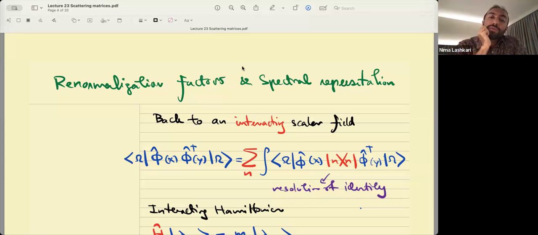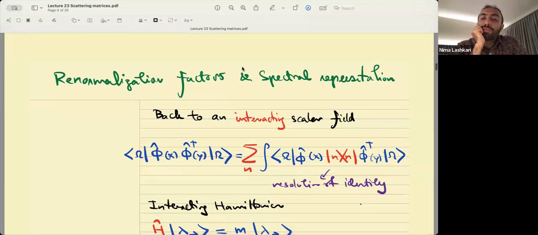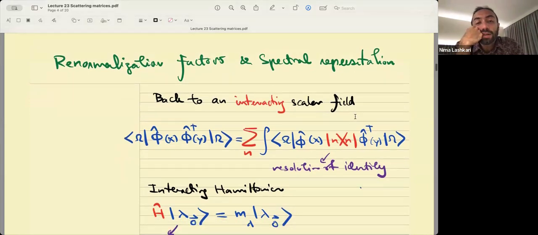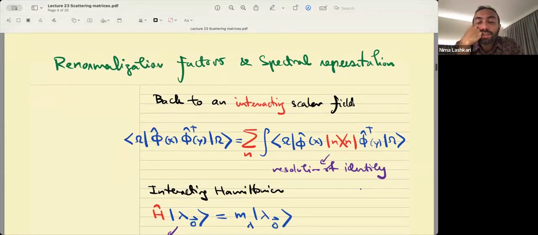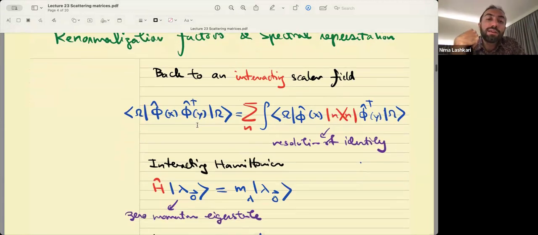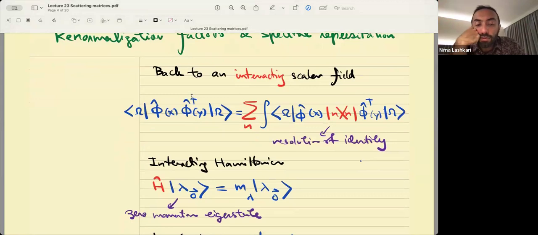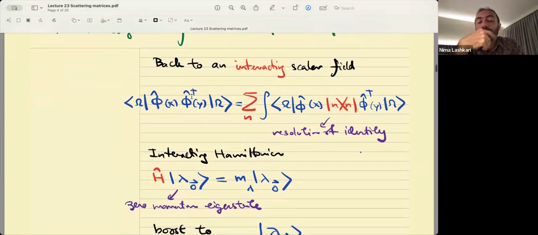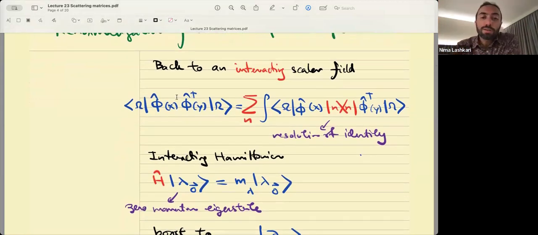As a warm-up towards doing that, we're going to derive something that's called the spectral representation. This is one of the very few things that you could say about an interacting theory that's very exact. So let's consider an interacting scalar field. Here I'm writing phi dagger, which means that I'm considering a complex scalar field. I can drop the dagger and talk about the real scalar field. It won't really matter. This is a 2-point function.